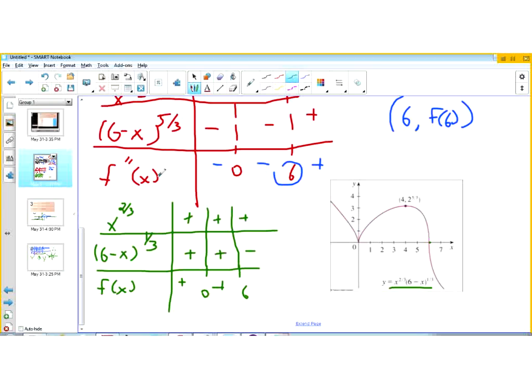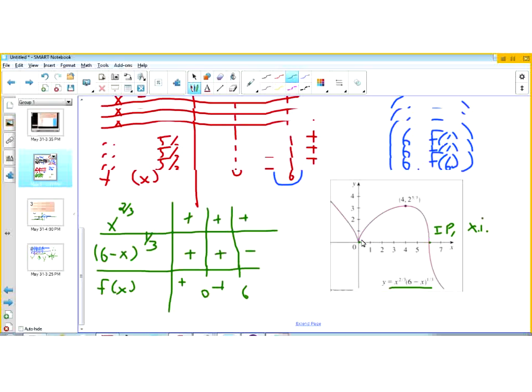Now, we notice that at x equals 6, there's a change in the sign of the second derivative. So the second derivative changes from concave down to the left of 6 to concave up to the right of 6. So this is an inflection point right here. And we also know that the output of the function is 0. So not only is it an inflection point at (6, 0), but it's also an x-intercept, right? And we know that (0, 0) is an x-intercept.